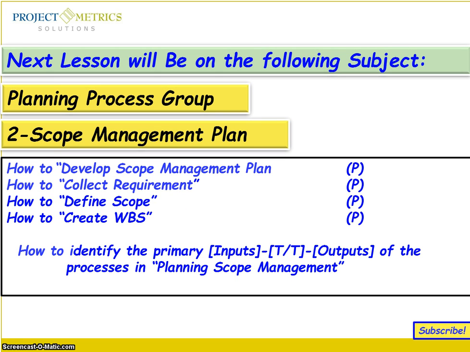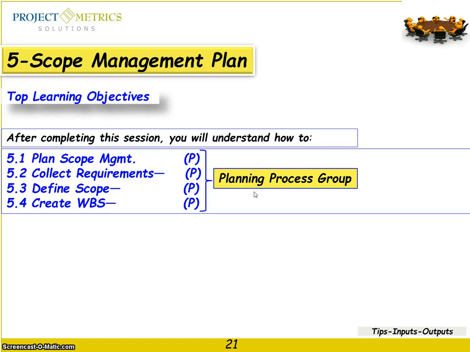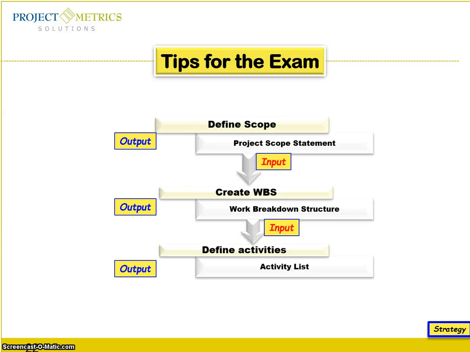Now we are going to talk about the scope management plan. It has 4 processes, and it has inputs, tools and techniques, and outputs. If you look at the knowledge area, you also have to consider the monitoring and controlling process group. That is what comprises the knowledge area, but we are going to focus only on the planning process group.